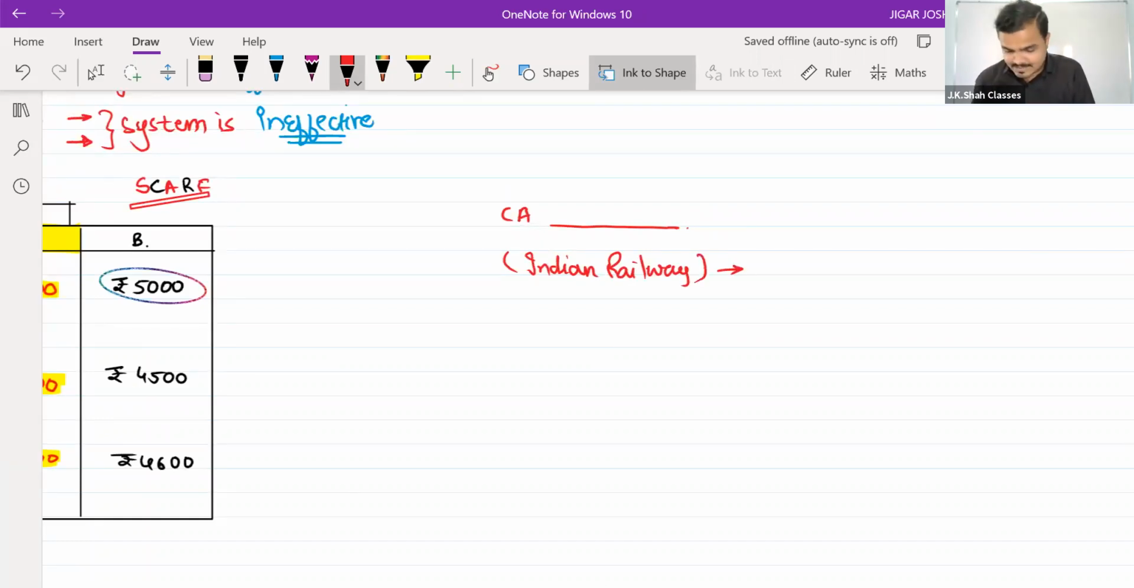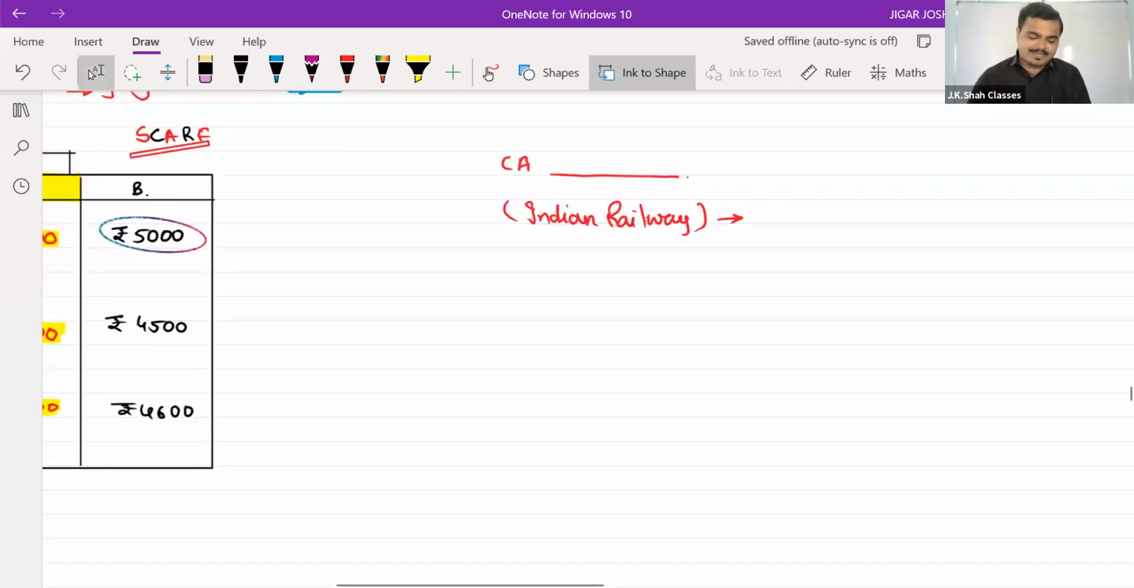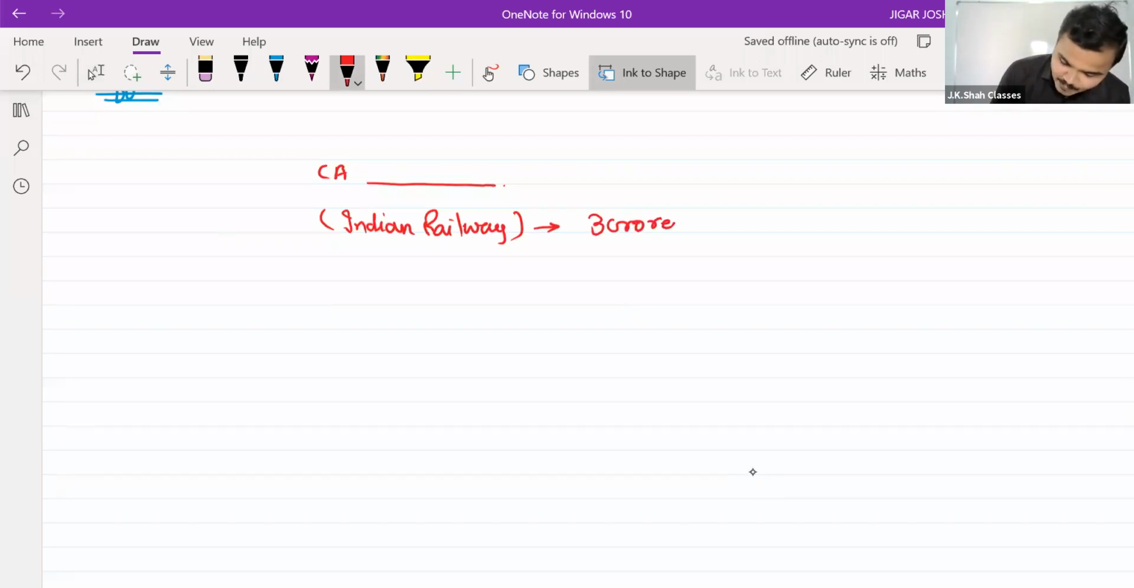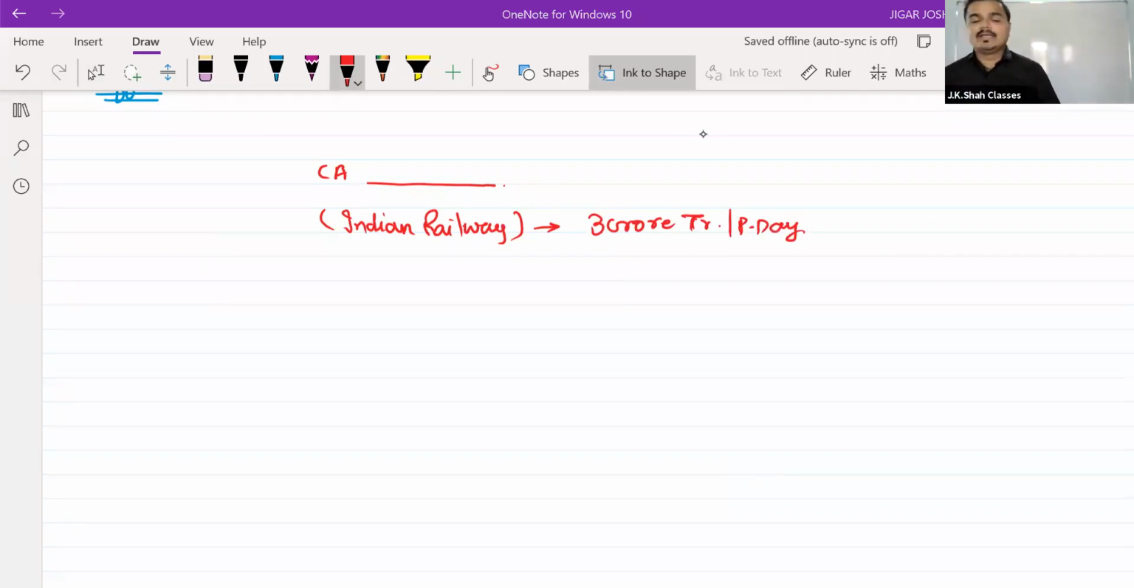My common concern to all of you: would you like to accept this Indian Railways audit, yes or no? Sir, obviously yes, sir. Let me tell you only one thing: Indian Railway processes 3 crore transactions, my dear chartered, per day. Not more than that. Let me tell all my dear chartered very clearly, it is not 3 crore rupees. It is 3 crores in numbers.